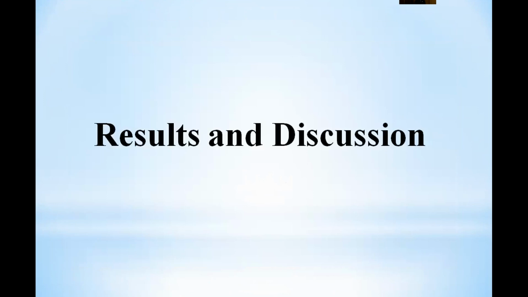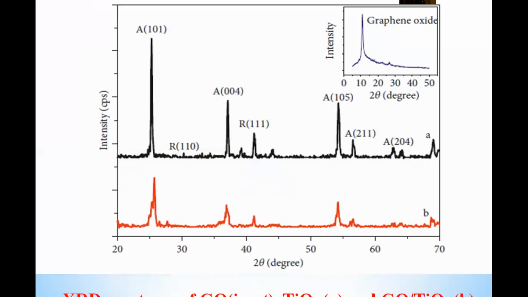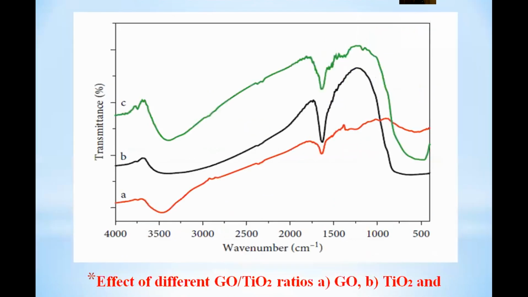We will discuss the results as shown in the figure: XRD for graphene oxide, titanium dioxide, and the nanocomposite of graphene and titanium dioxide. Graphene oxide shows one characteristic peak at 2 theta of 10, and titanium dioxide shows two phases, anatase and rutile, and the composite, the red color in the figure, has a low intensity due to incorporation of the nanocomposite.